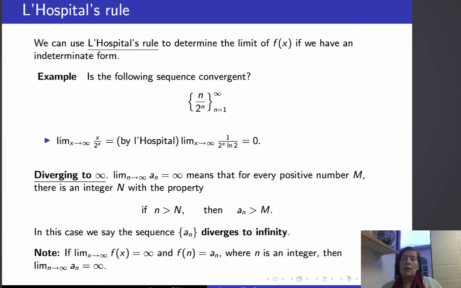It could be 1,000, 1,000,000, a googol, but whatever it is that I choose, there is some point in the sequence so that every term in the sequence from that point on is bigger than the number I've chosen. In other words, the terms of the sequence grow without bound, and in this case we say the sequence diverges to infinity. Or we might say the limit as n goes to infinity of a_n equals infinity.